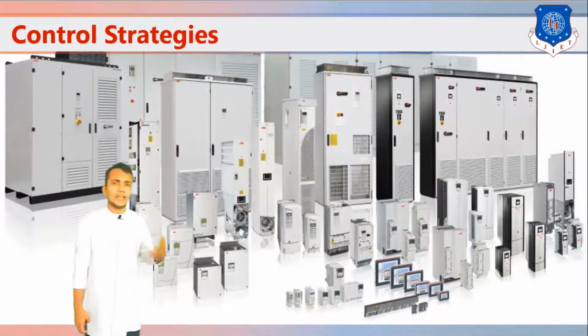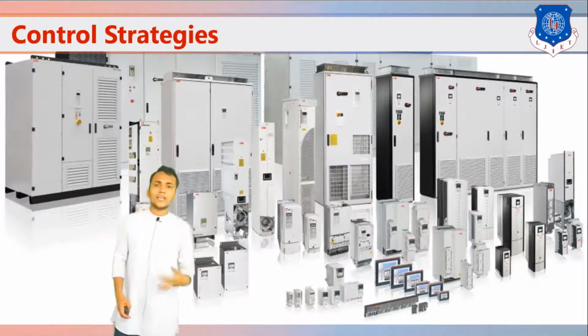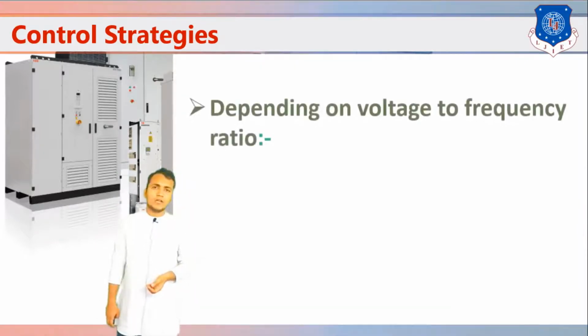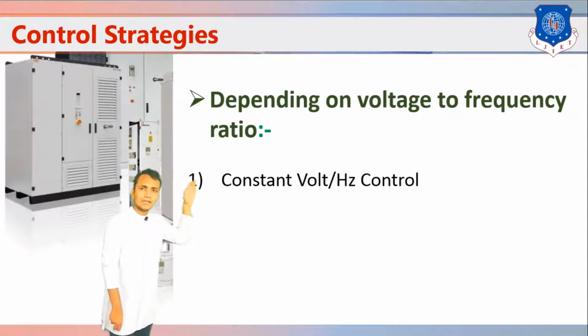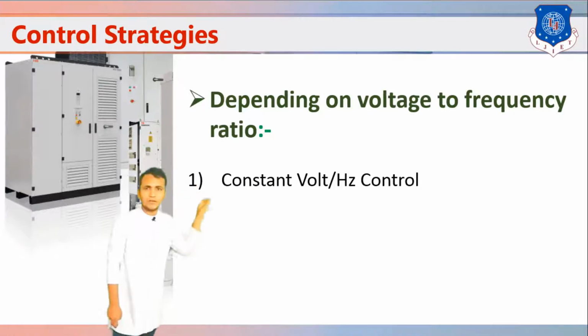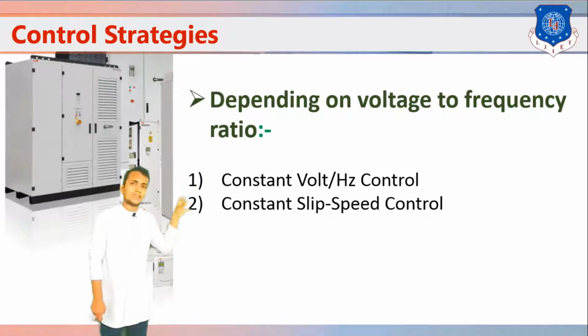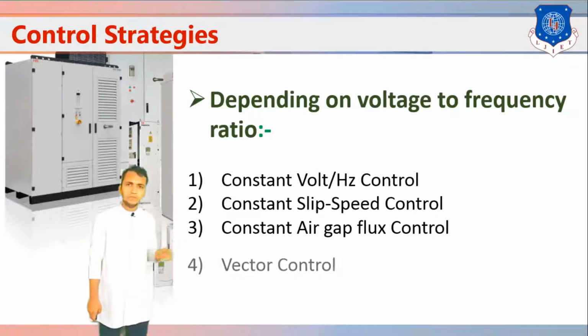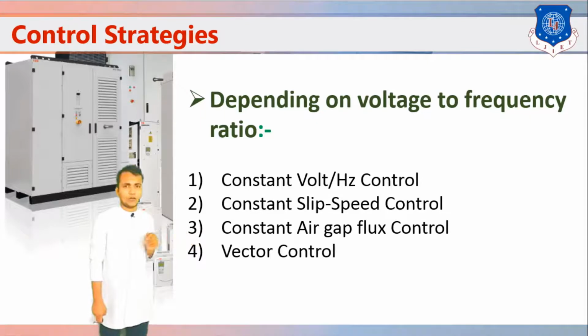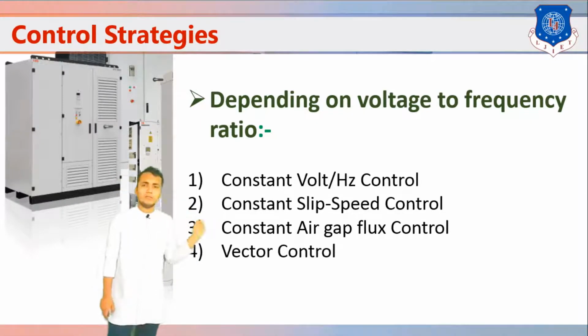Now we have to discuss the control strategy, how we can control the induction motor drives. Depending on the voltage and frequency ratio, it can be classified as first, the constant V by F control method. That is the most important method in this chapter. Then the second, constant slip speed control. Then the third method, constant air gap flux control. And the fourth method, vector control method. So those are the 4 methods to control the speed of induction motor.